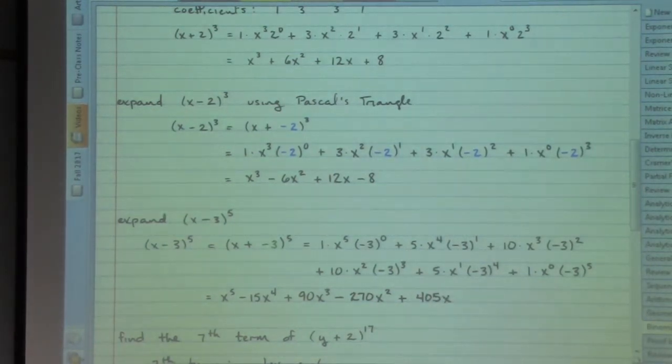And then for our very last term, that's going to be a minus. And we would have 243 for that.